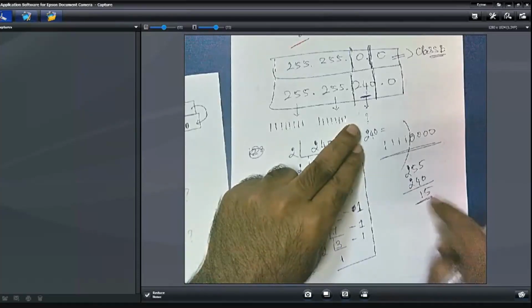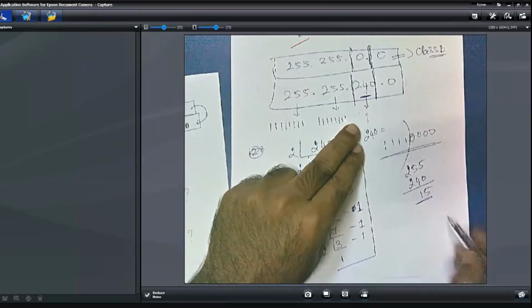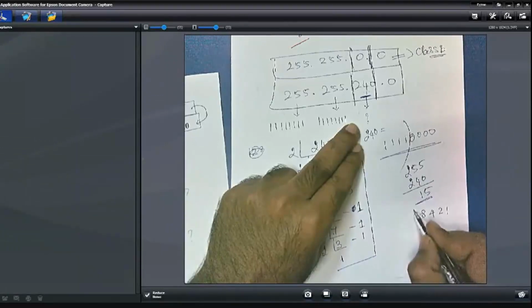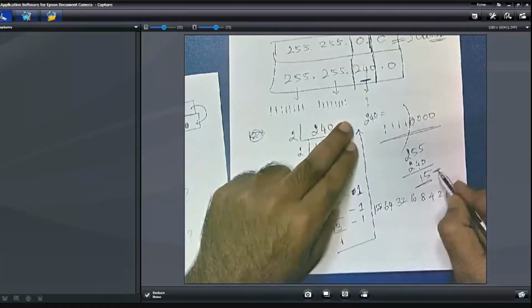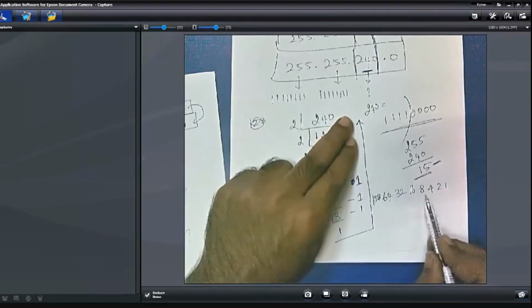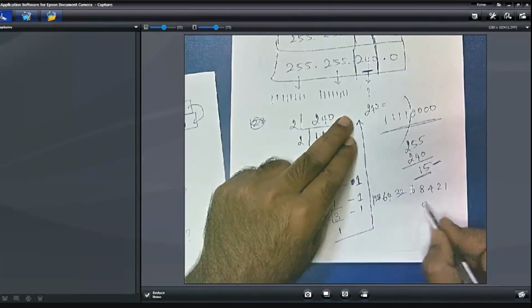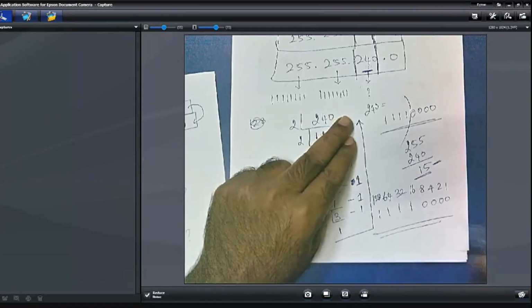So what is this 15? You have to make it off. What is 15 means? 1, 2, 4, 8, 16, 32, 64, 128. Now if I want to reduce 15, how can I reduce 15? 8 plus 2, 10, 10 plus 4, 14 plus 1. So 0, 0, 0, 0. If I make this 15, 15 is gone.